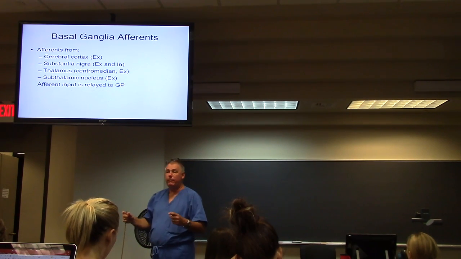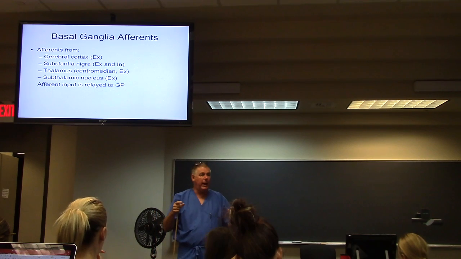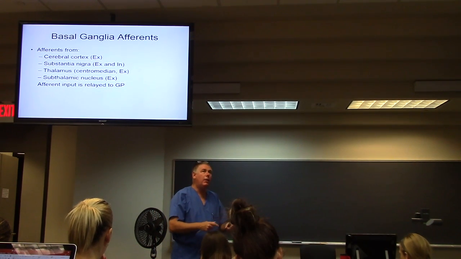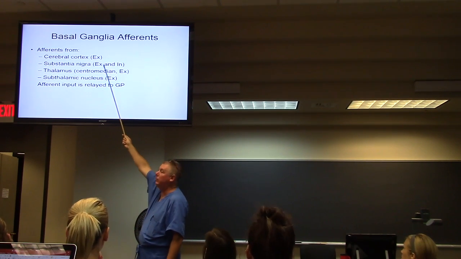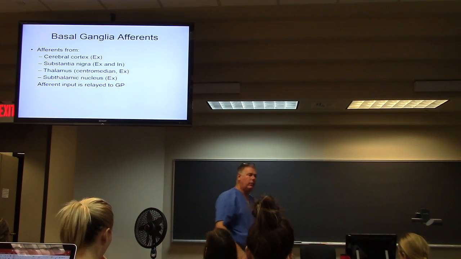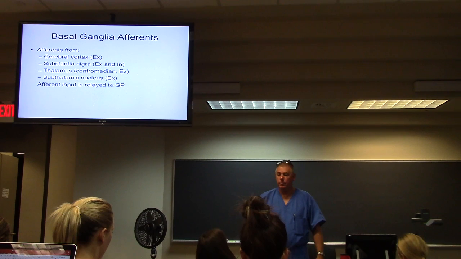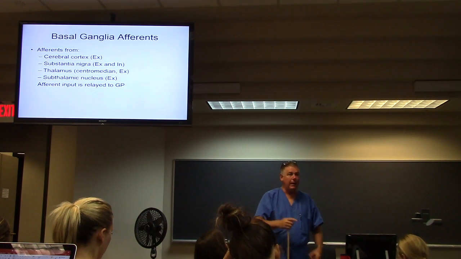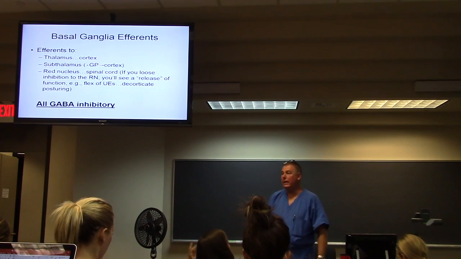All of that afferent information going to the caudate and putamen primarily is relayed to the globus pallidus. And I cannot remember what these stand for, so don't ask me that. I looked at that slide and thought, what did I put that on there for? I cannot remember. But all information is relayed to the globus pallidus. The globus pallidus is the output of the basal ganglia.